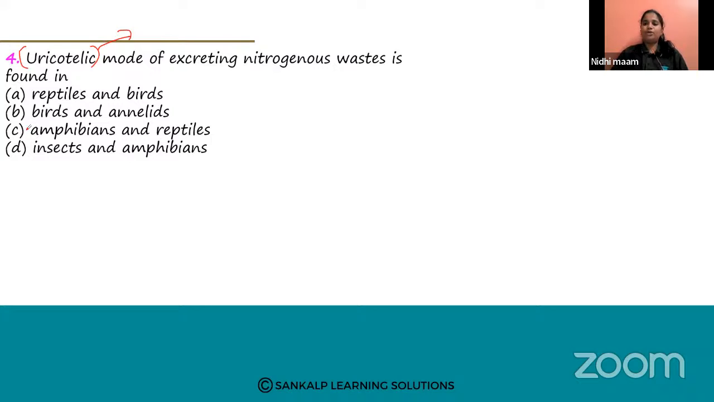First you tell me, uricotelic means which nitrogenous waste will be excreted. You can tell through the mic or through the comment or the chat box. Okay, I got the response from Hema. Very good. It is uric acid. So in the following options, which will excrete uric acid? Remember, where is uric acid found? Where there is no large amount of water. Okay, Hema answered it. Any other answers?